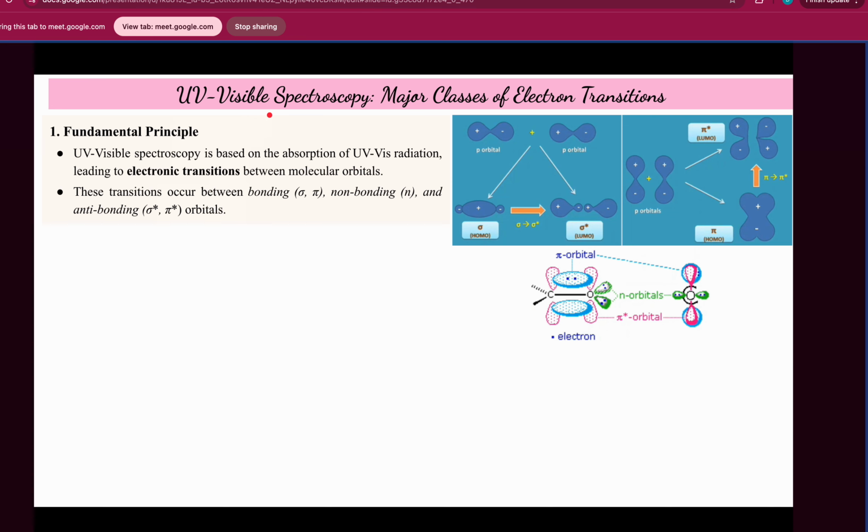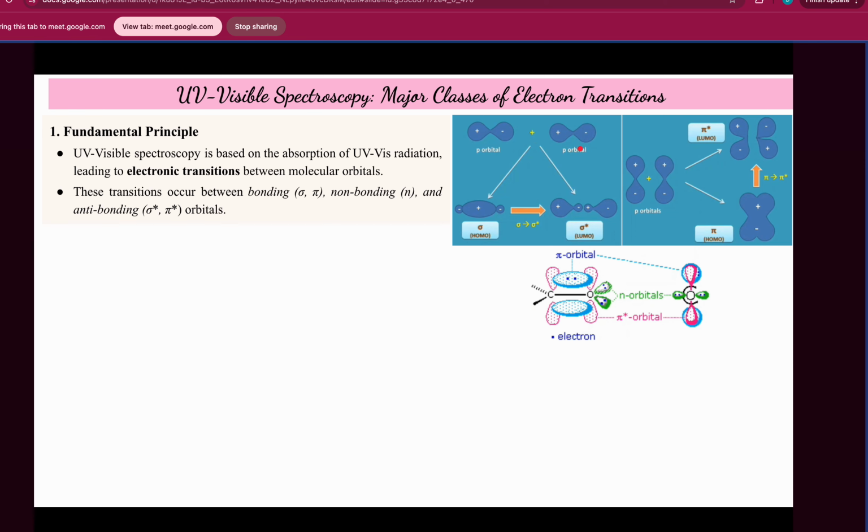Okay, now we'll look into UV visible spectroscopy and the major classes of electron transitions which happen. We have studied that UV is also known as electronic spectroscopy because the transitions are happening at the level of electrons. So what are the different types of transitions which could happen? If we have two p orbitals, then there are two scenarios which are possible. The first scenario is if there is head-on overlap between these two p orbitals, this will lead to the sigma orbital, known as the sigma bonding orbital, because there is some kind of addition happening. If they are in phase, they will lead to the formation of this sigma bonding orbital.